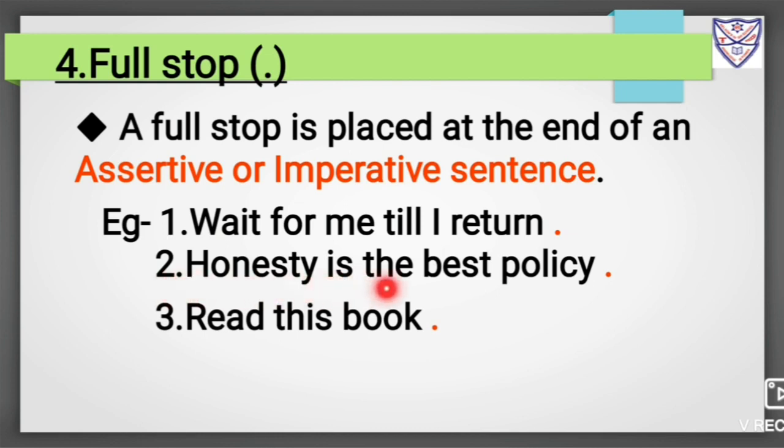Number 2: honesty is the best policy. Over here again the starting of the sentence will be with a capital letter and at the end of the sentence we will put a full stop. Number 3: read this book. Over here, R of read will be capital and at the end of the sentence there will be a full stop. So when we will use a full stop? Whenever we have an assertive or imperative sentence, at that time we will put a full stop at the end of those sentences.